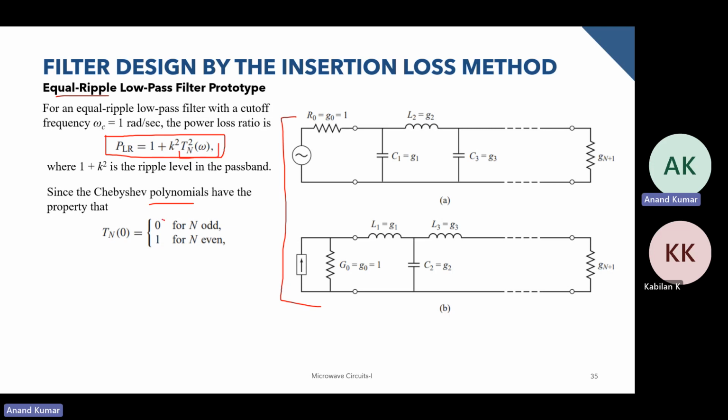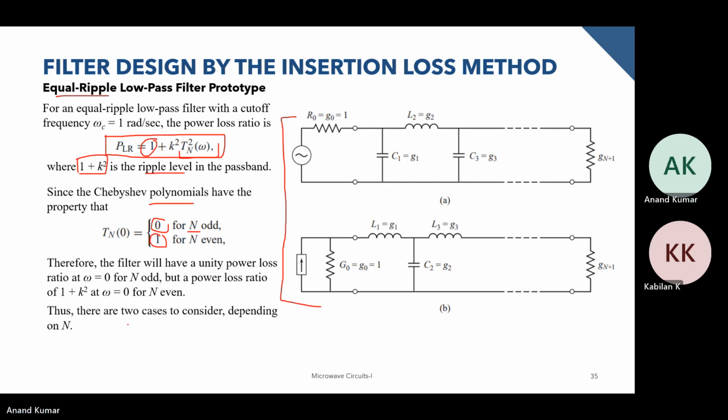And this Tn is 0 for odd values of n and 1 for even values of n. So for odd values, the insertion loss is 1, and for even values, the insertion loss will become 1 plus k square. And this 1 plus k square is also the ripple level in the pass band. So this is if we have chosen to design an equiripple filter, and we have chosen the order of the filter, then again we have the same circuits. It's just that the normalized values will change.